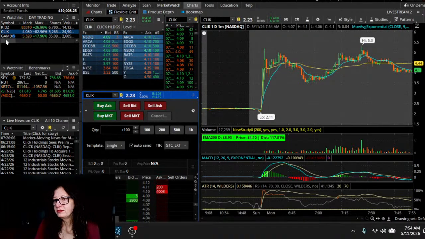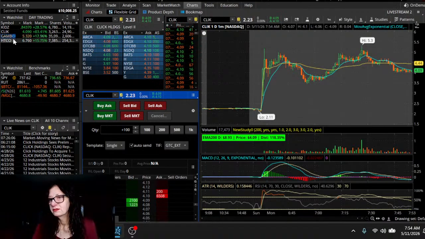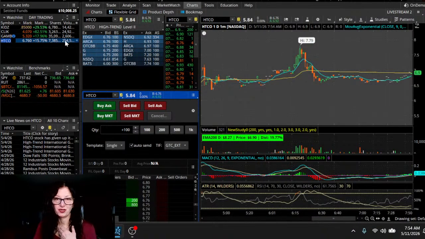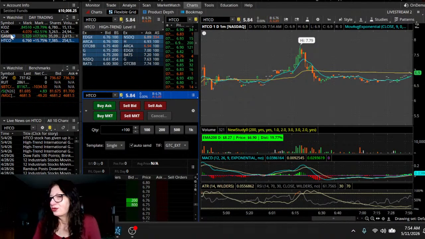HTCO. Not enough volume. Just not enough. It doesn't even have 500,000 in total volume yet. So it has high relative volume, but the total volume is way too low, and that's something that I look at. It's not even 500,000 yet. So let's see.